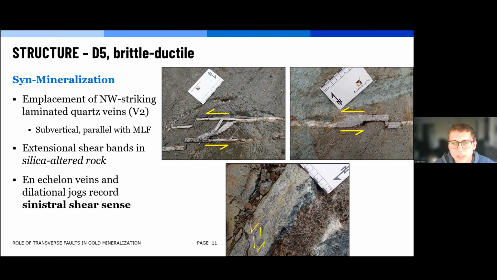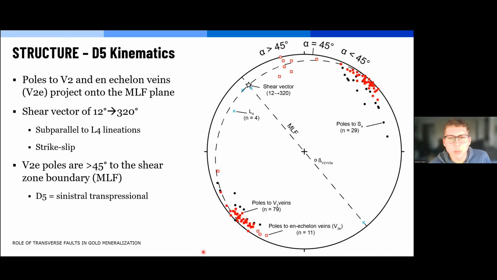And we can analyze the relationship between these V2 veins and echelon veins associated with them to understand a little bit more about the fault kinematics during D5. So by plotting the poles to these veins and their echelon veins, we can create a girdle that when we project it onto the plane of the Maskinonge Lake Fault, it gives a shear vector of about 12 degrees towards 320, which is essentially subhorizontal.